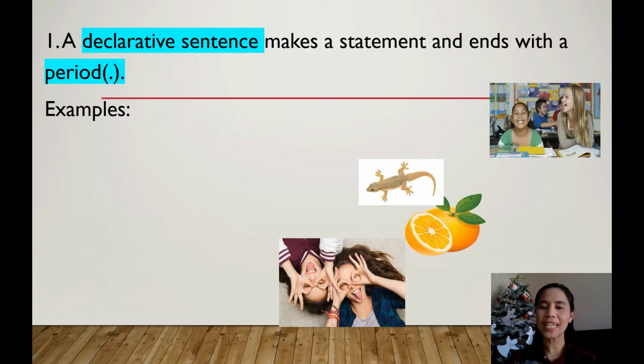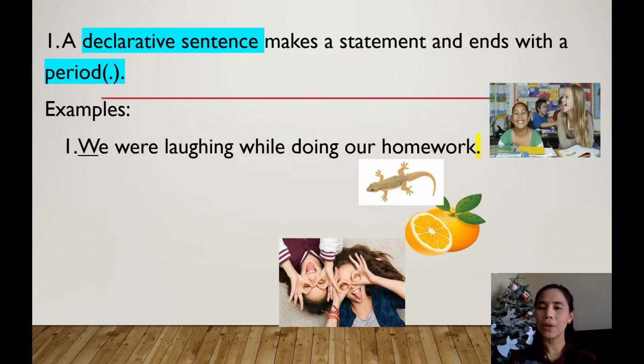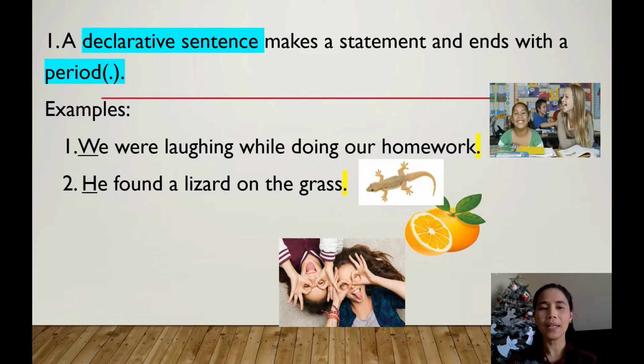Now, let's have the first type of sentence. This is called declarative sentence. This sentence makes a statement and ends with a period. From these given images, let's make some examples. First, we could say, we were laughing while doing our homework. Notice that we begin the sentence with a capital letter and end it with a period. Second example, he found a lizard on the grass. Again, we begin the sentence with a capital letter and end it with a period.